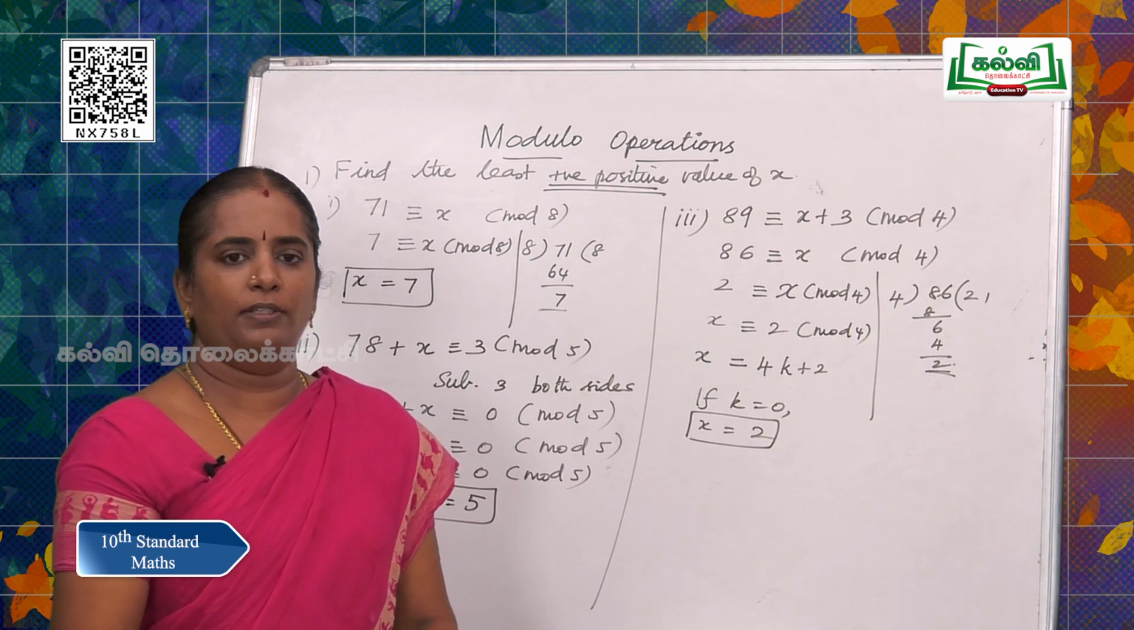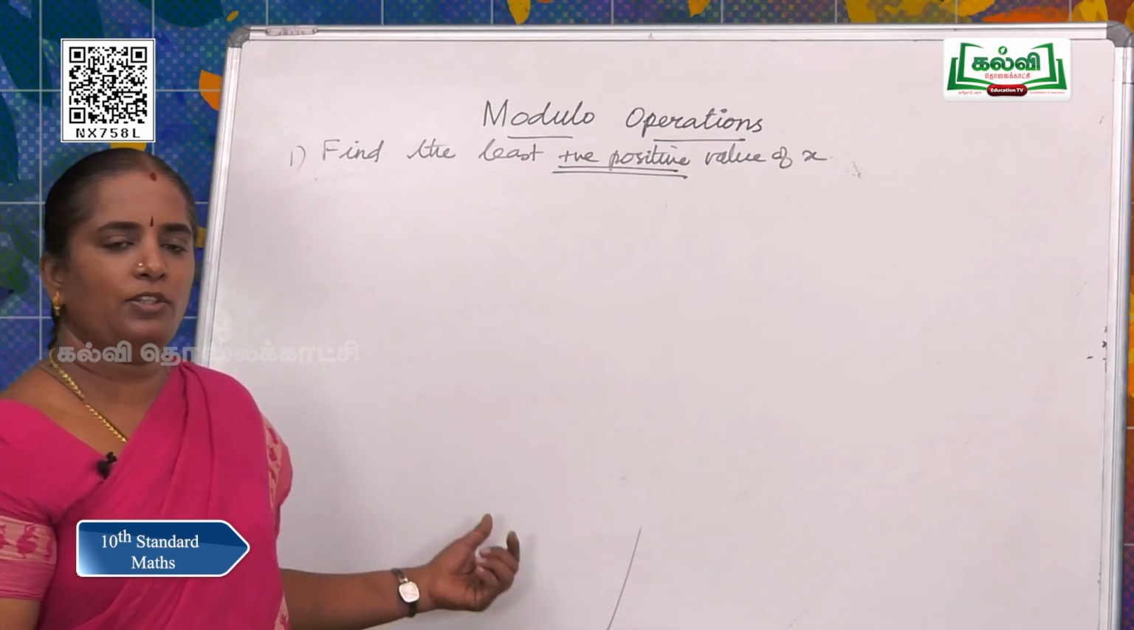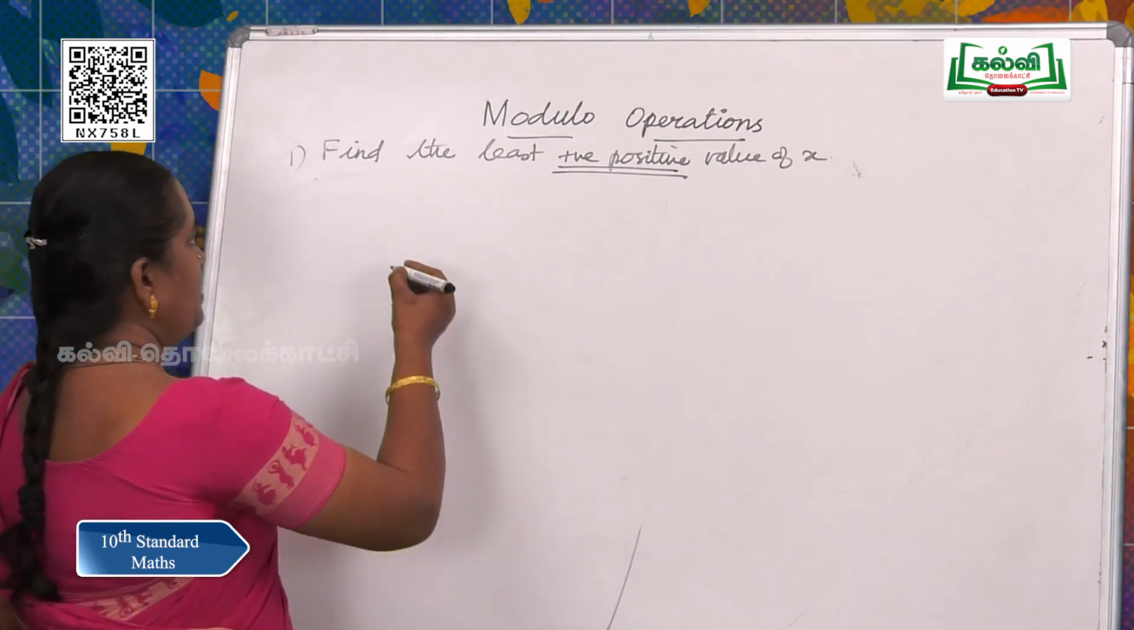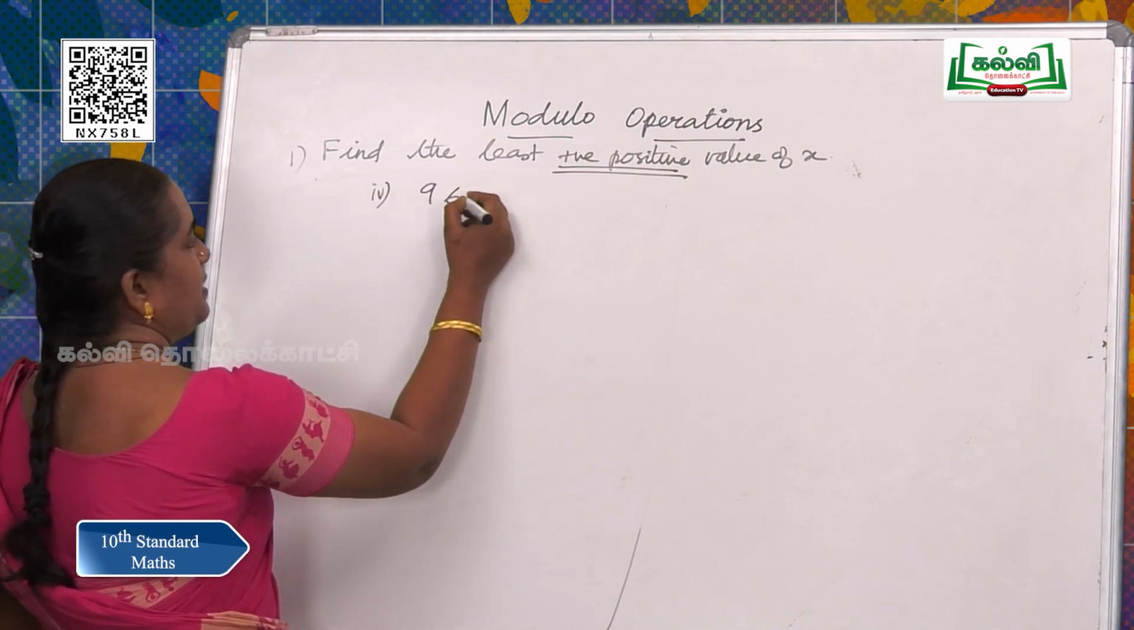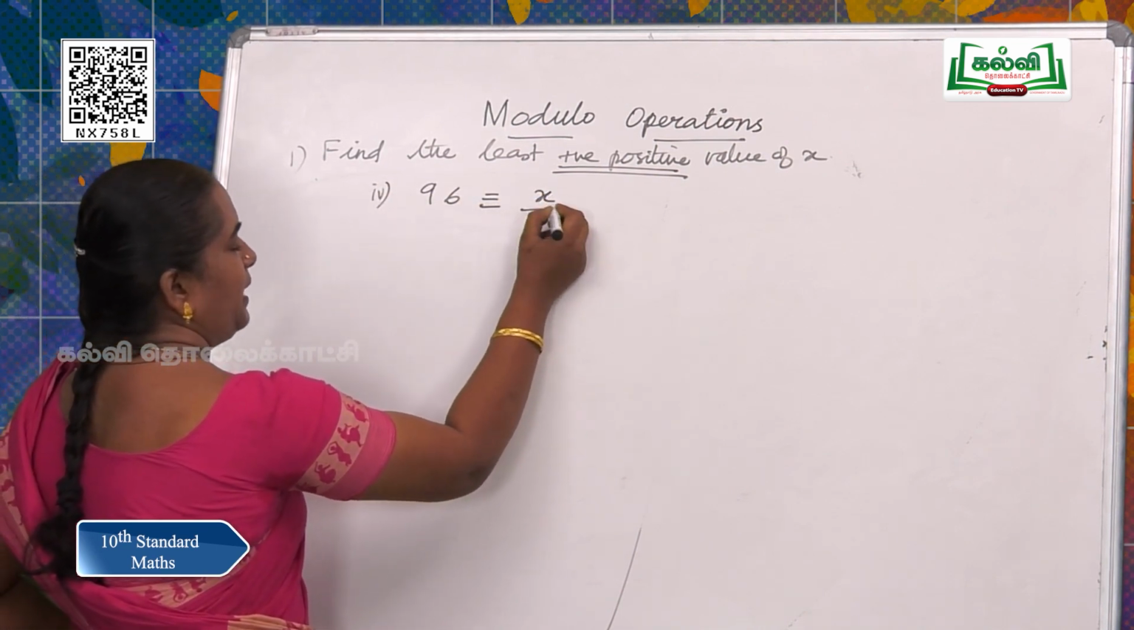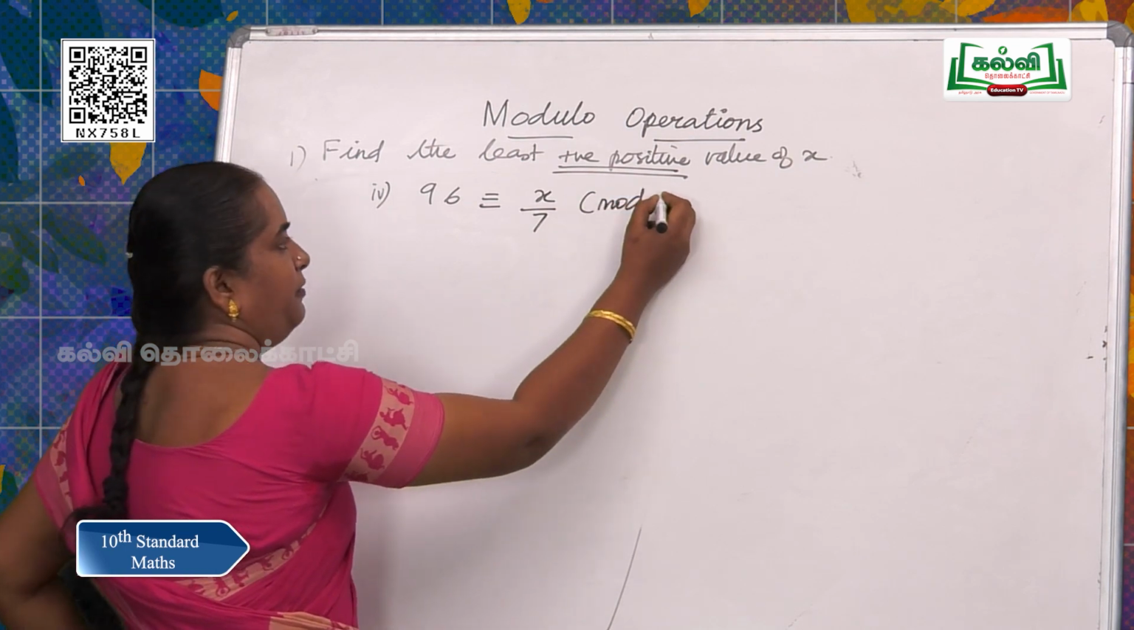Now, let us move on to the next sum. Yes, let us go to the fourth sum, which says 96 is congruent to x by 7 mod 5.